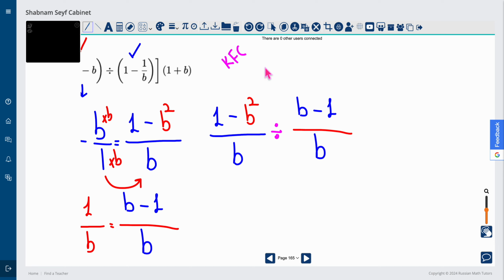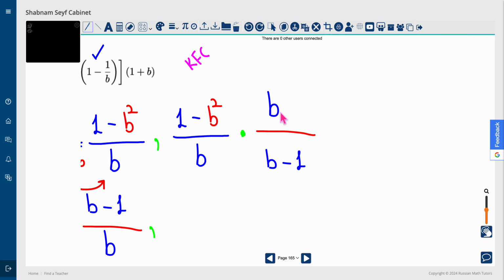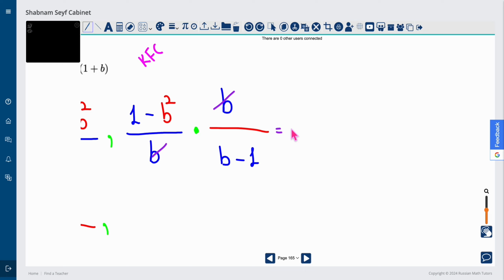Basically, the only thing that's going to happen is that this sign is going to become multiplication, which I'm going to show using a product. The numerator and denominator should switch places. There we go. Our job now is to simplify what we have here. Let's take a good look at it. First of all, this b and this b can immediately be cancelled out. What we're going to be left with is 1 minus b squared over b minus 1.